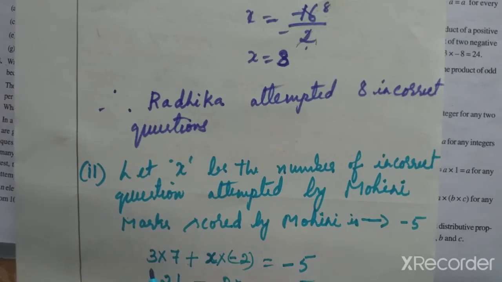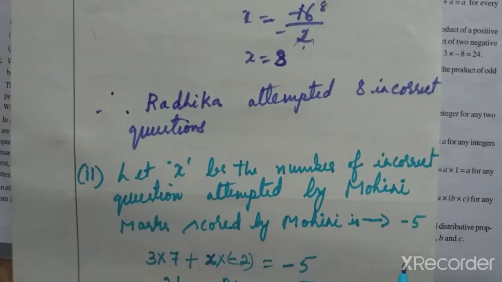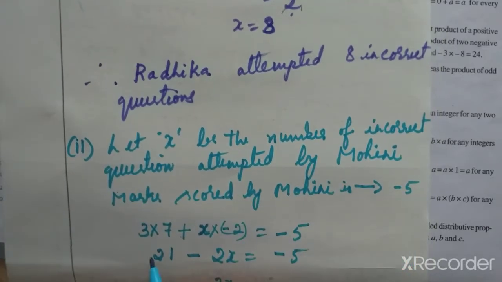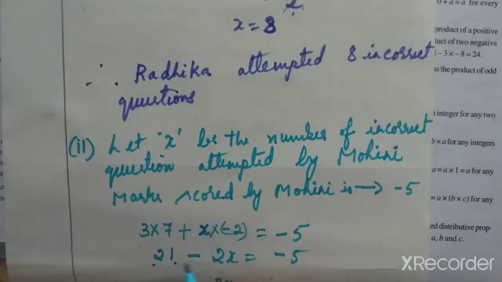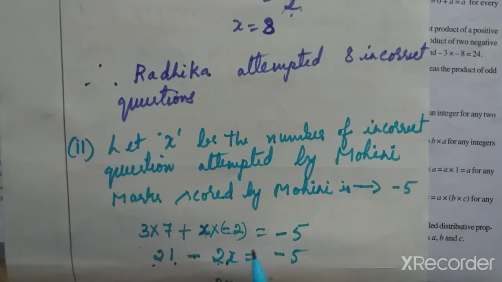So the equation is 3 into 7 plus x into minus 2 equals minus 5. Now 3 into 7: 3 sevens are 21. Plus into minus is minus. X into 2 is 2x, equals minus 5.